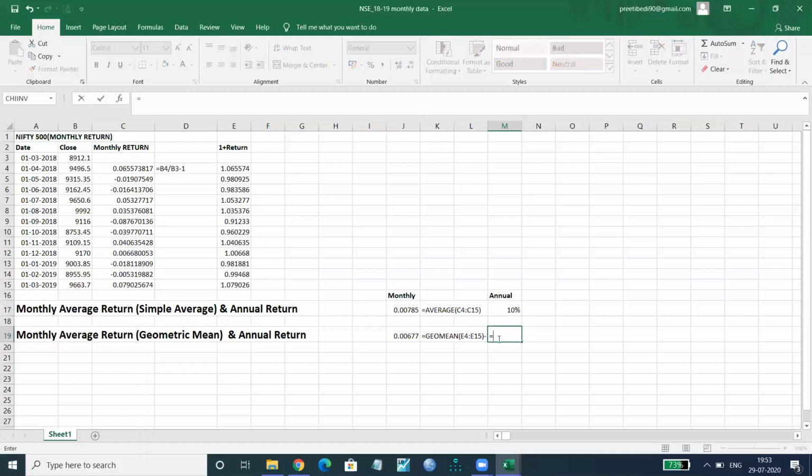Now again, similarly, if you wish to calculate the annual return on the basis of geometric mean, we will take this value, raise it to the power 12, minus 1, and it will give you the geometric mean return. And you can see the difference in the return. This is 8%, this is 10%. And again for your reference, I will write down the formula here. So this is the formula which I have used to calculate the annual return.